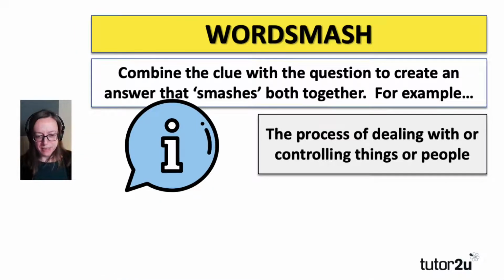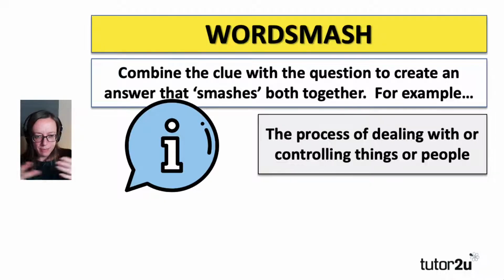So word smash. Zainab, are you ready for this? You're getting much better at this. Nardos, you're good at this one as well. So combine the clue, so the picture clue, with the question or the definition to smash together and make a new keyword. So we have on the screen that picture which shows an eye in a speech bubble, and then the text says the process of dealing with or controlling things or people.